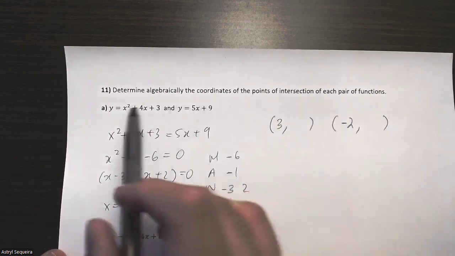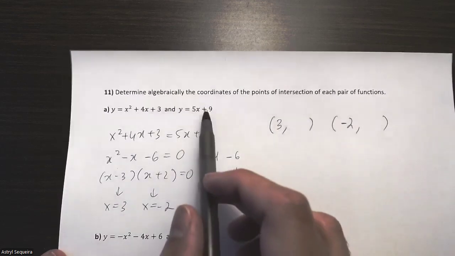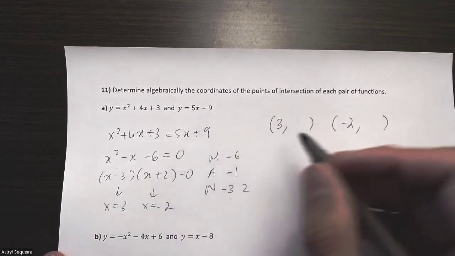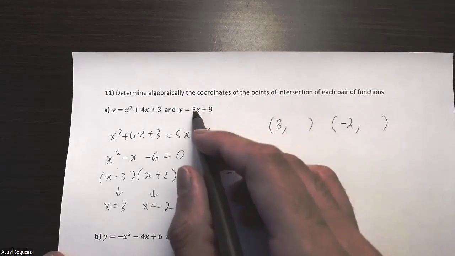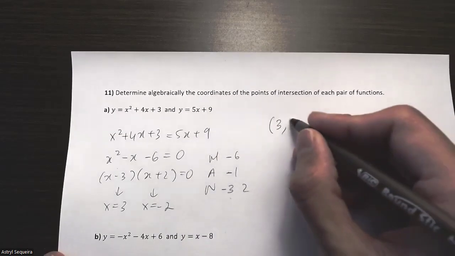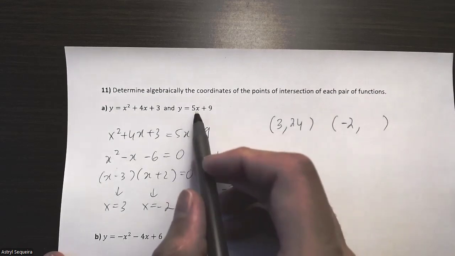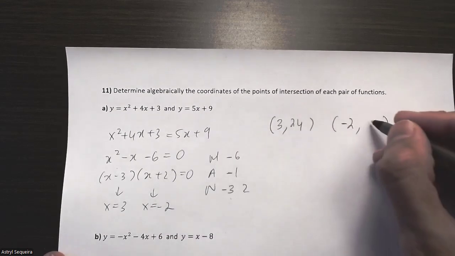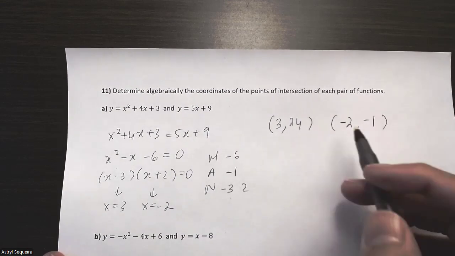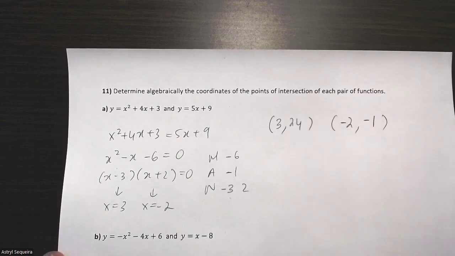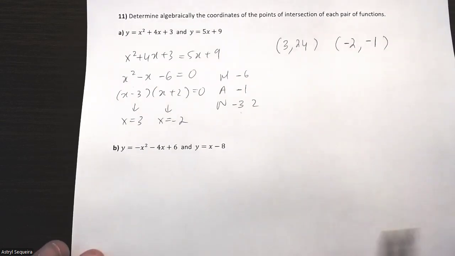Find the y values, I can sub in either of the two original equations. I'll always pick the linear one because it's easier. I sub in 3 over there. 5 times 3 is 15 plus 9 is 24. 5 times negative 2 is negative 10 plus 9 is negative 1. So those are my 2 points of intersection.